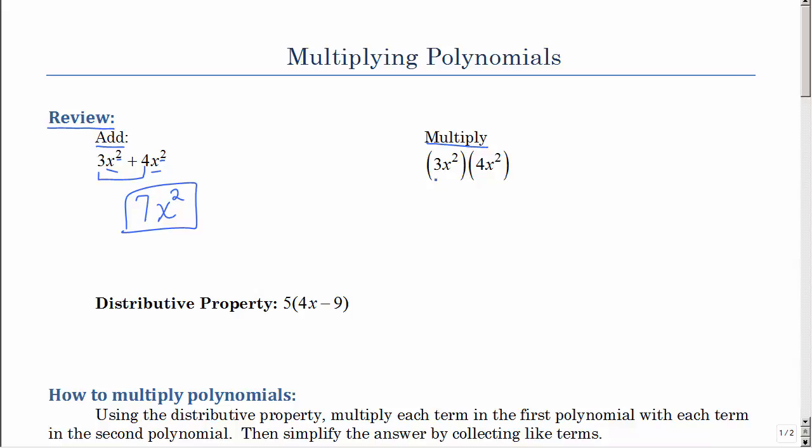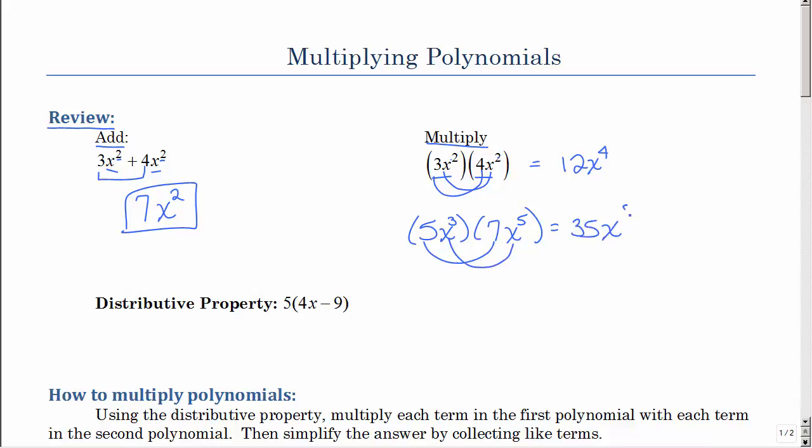Now when you multiply a monomial times a monomial, you can just multiply the numbers, the coefficients. Then we're going to use our rules of exponents. Since I have the same base of x, I would keep that base and add those exponents. Let's just do another one. What if I have 5x cubed times 7x to the 5th? 5 times 7 is 35. Keep the base, add the exponents.